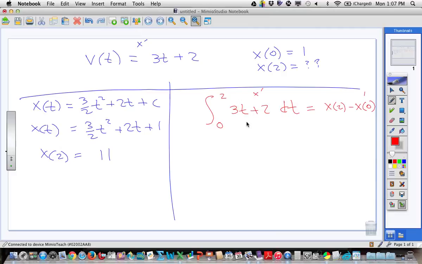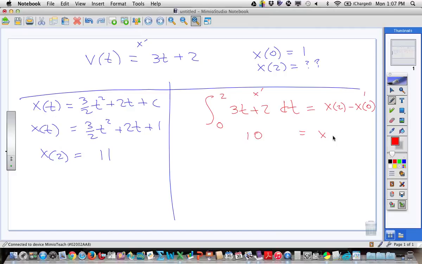And then you do this on your calculator, let's say. And that must come out to be 10. So that comes out to be 10. And then this would be x of... did I do that right? Or did that come out 11?